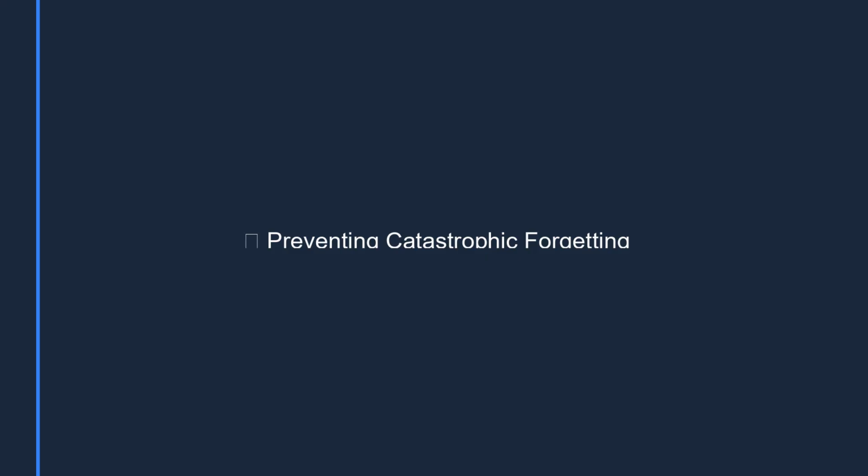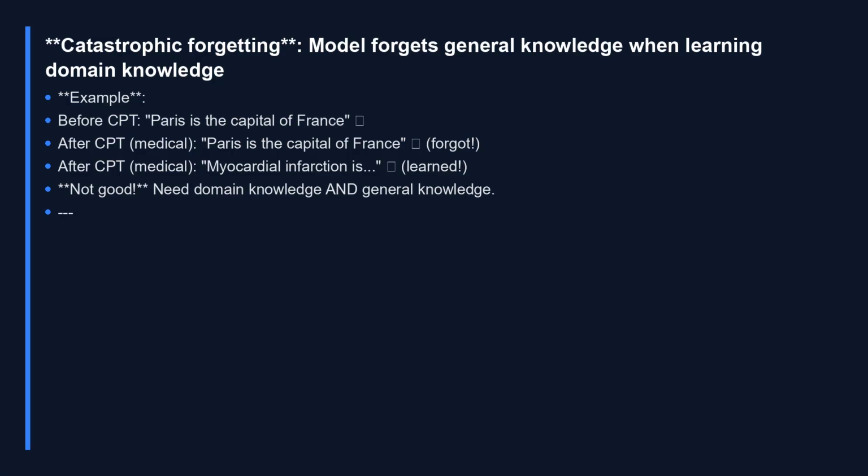Preventing catastrophic forgetting. Catastrophic forgetting is the most dangerous failure mode in continued pre-training. Here's what it looks like in practice. Before CPT, your model correctly answers that Paris is the capital of France. After CPT on medical data, it can explain myocardial infarction in detail, but it's forgotten Paris. The model overwrote general knowledge with domain knowledge. That's not a domain expert, that's a broken model.